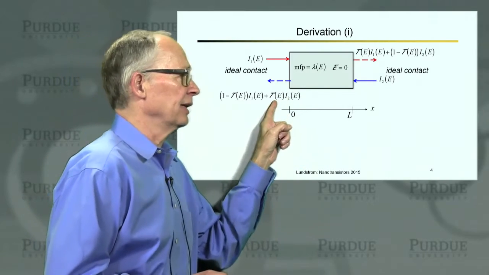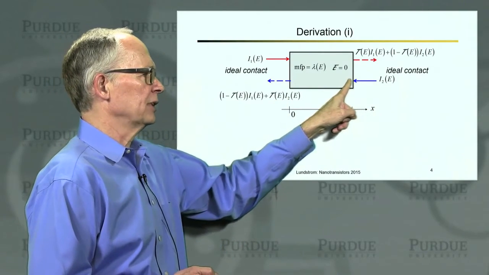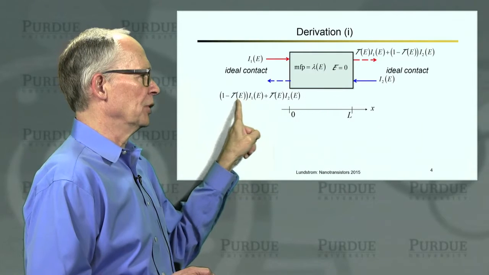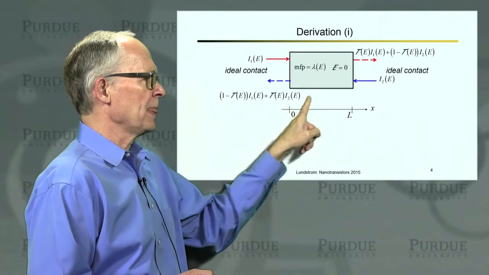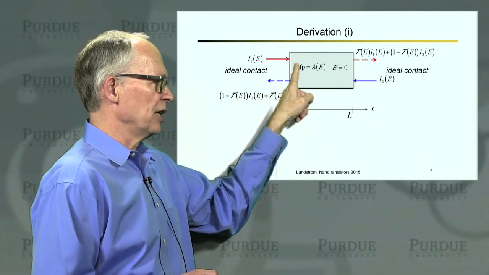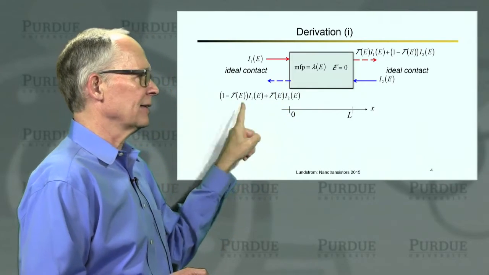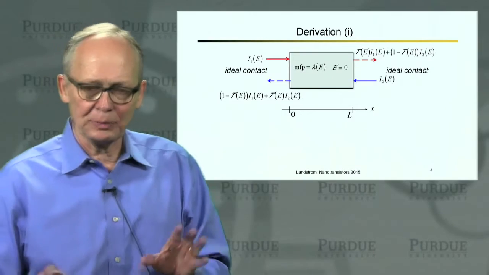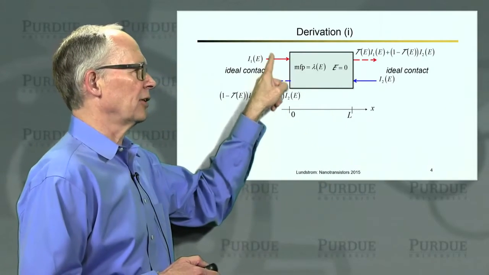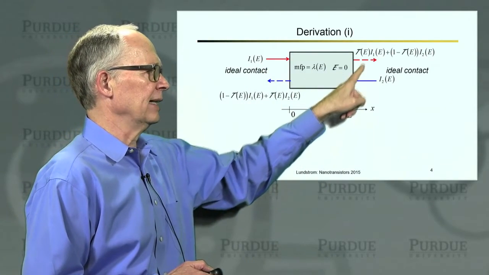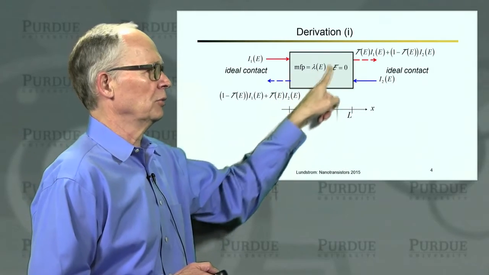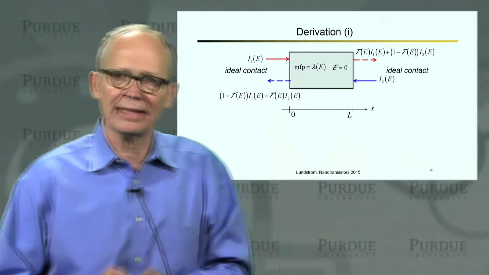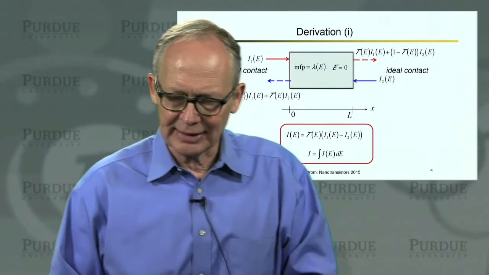Same thing on the left. Some fraction of what was injected from contact 2 emerges. That's this term. And some fraction of what was injected from contact 1 backscatters. That's this term. Okay. So we can specify the incident fluxes are given. That's what comes in from the contacts. The emerging fluxes are what's determined by the scattering and the things that go on inside the nano device.